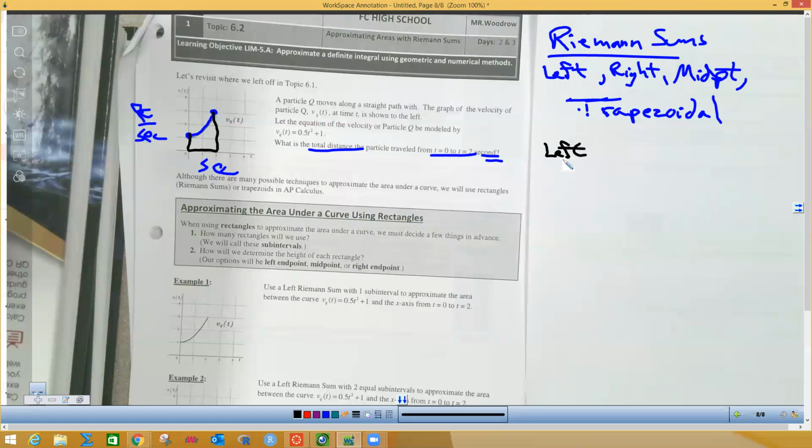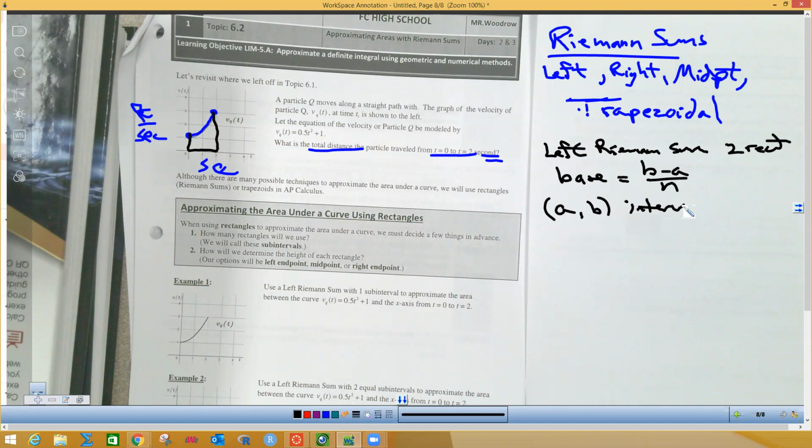And what we make here is, Riemann made rectangles. So we're going to make rectangles because we all know the area of a rectangle. So I'm going to do a left Riemann sum first, and I'm going to say that I want two rectangles. So here's how you find out the base of your rectangle. The base of the rectangle is going to equal B minus A over N. A and B are your intervals, and N equals the number of rectangles.